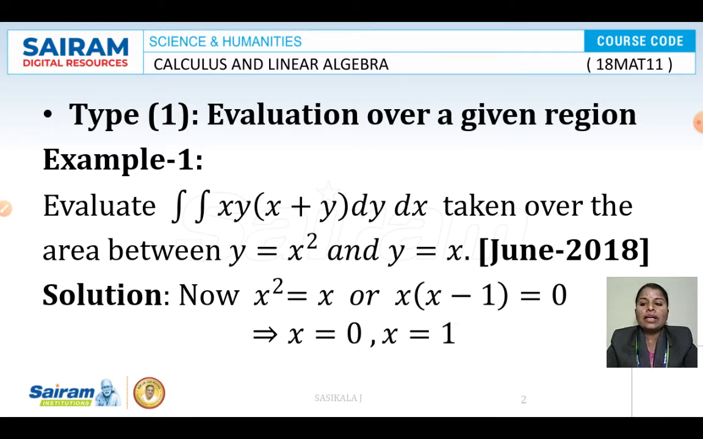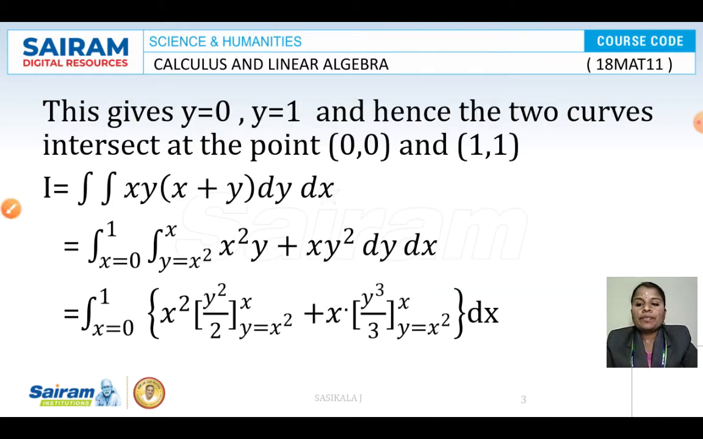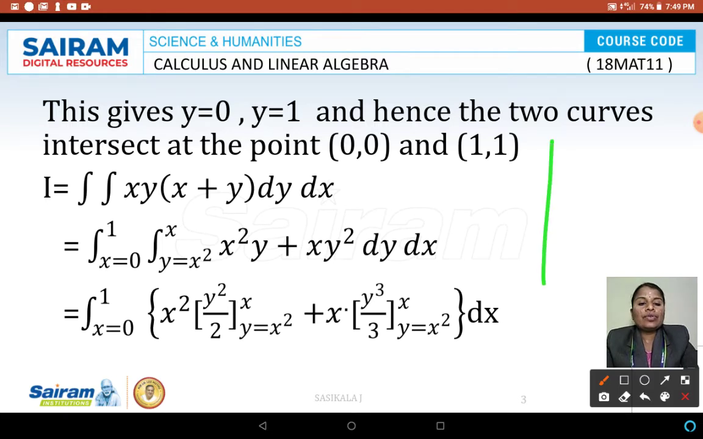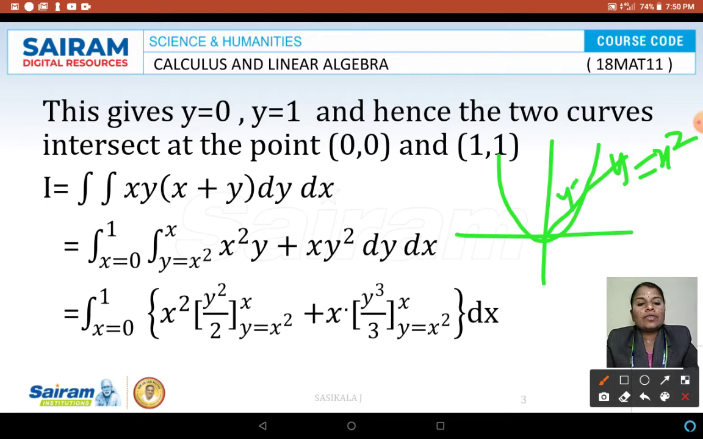Now, y equal to x squared is a parabola symmetric about the y axis, and y equal to x is a straight line. So we can draw the graph. It will be like this: y equal to x squared and y equal to x. Now we have to find the limits. The limit of x will be 0 to 1, because we already found it.